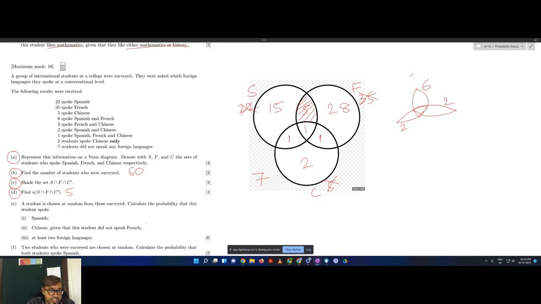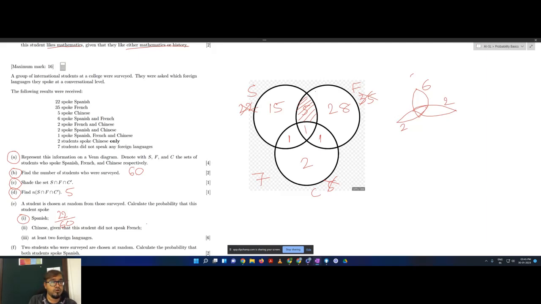Now we come to the probability questions. A student is chosen at random from those surveyed. Calculate the probability that this student spoke Spanish. So it can be only Spanish, both Spanish and French, both Spanish and Chinese, and all three as well. That's right. So we're looking at 15 plus 5 plus 1 plus 1, which we already have as 22. So 22 spoke Spanish out of 60. You can even reduce this further and give your answer as a decimal.